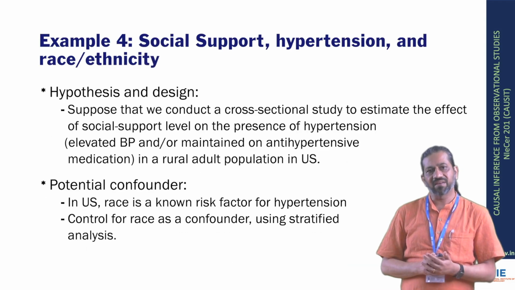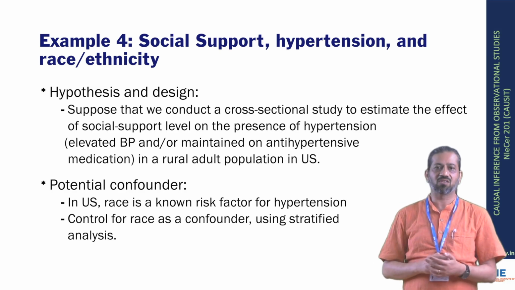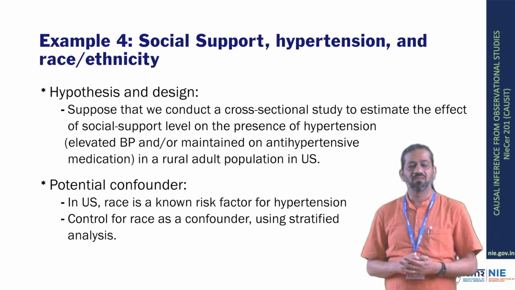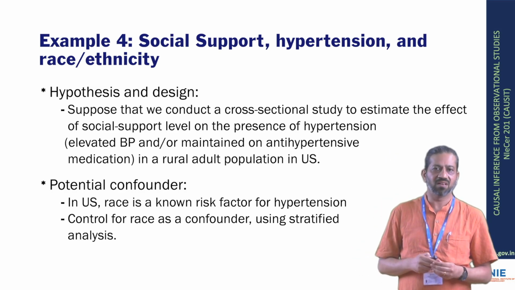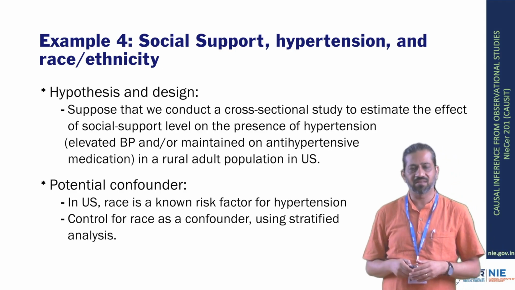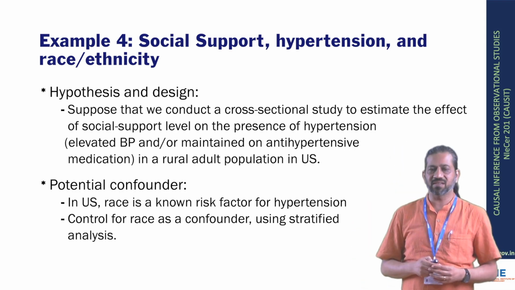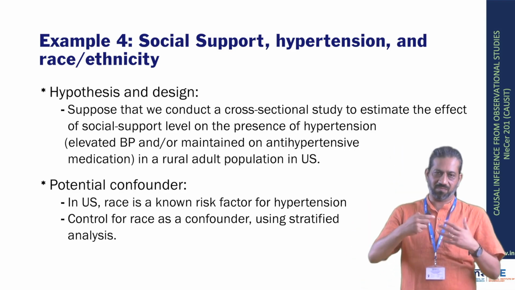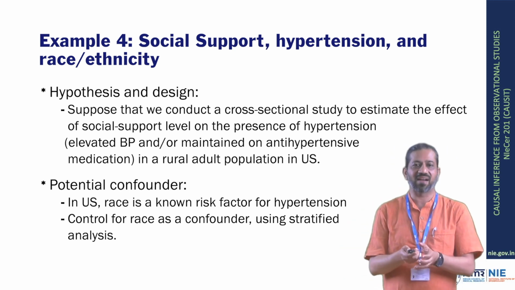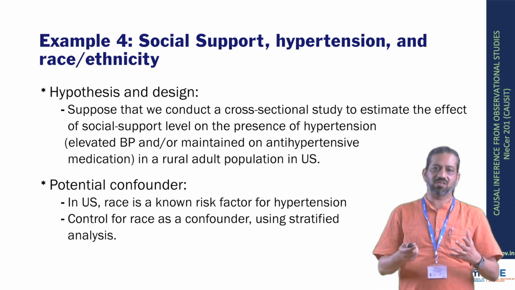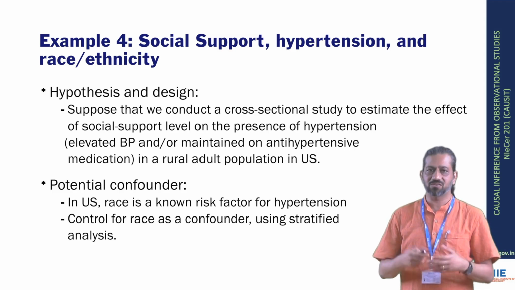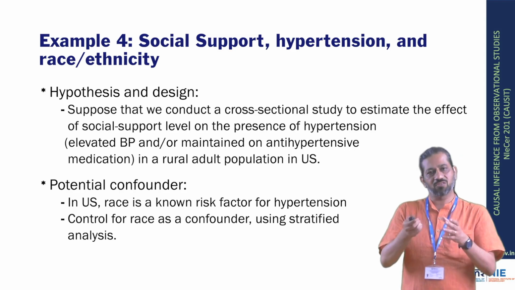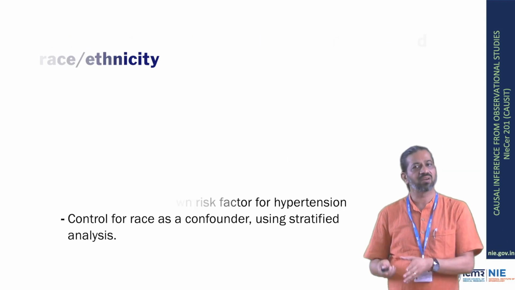The last example here is of an analytical cross-sectional study, where the authors wanted to estimate the effect of social support level on the presence of hypertension in a rural adult population in the United States. In the United States, race, which is essentially black or white, is a known risk factor for hypertension. So the authors wanted to check whether race is a confounder, and should it be adjusted to get the true effect of social support on hypertension.